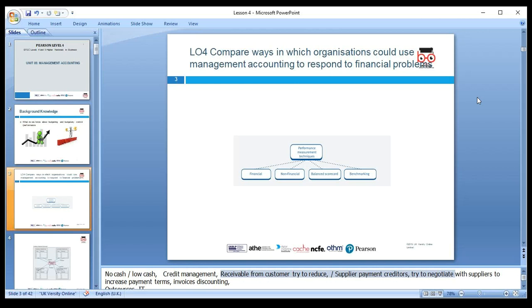What we said, management accounting is internal. So what we need to look around, we need to manage all our financial and non-financial performance. We will go through the balanced scorecard and we'll discuss the benchmark in this. So if an organization has a problem, how can we address these problems?